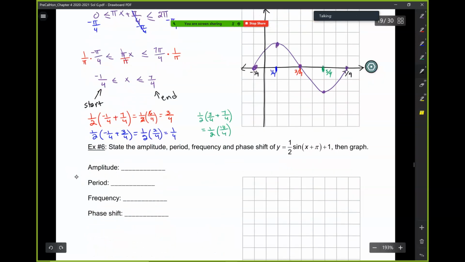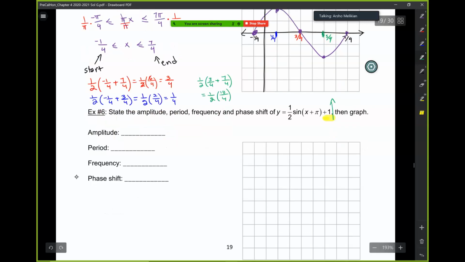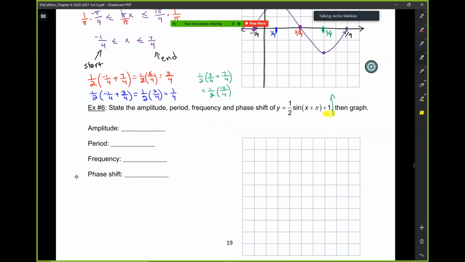Okay. The next one, what is new here is that there is a +1 at the very end. That is a vertical shift. That moves the graph up by 1. So let's do this pretty quickly. The amplitude here is 1/2. The period is 2 pi over 1. The frequency is the reciprocal of that.